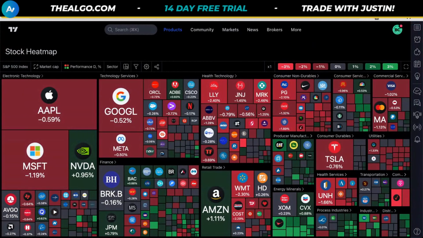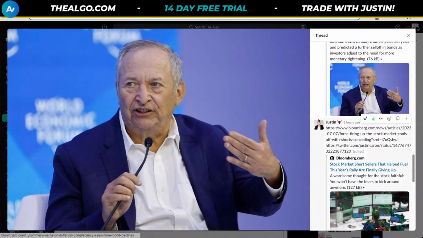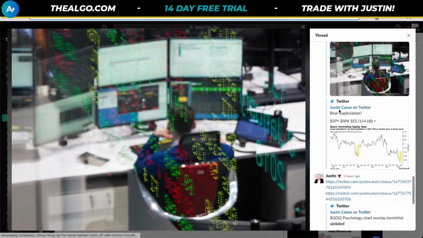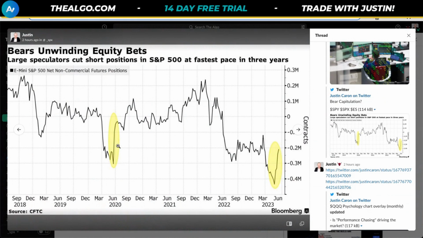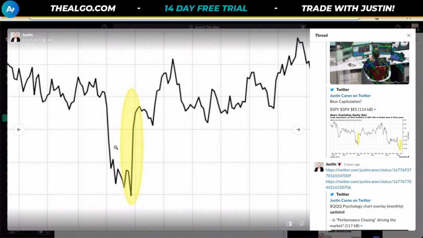I believe there is a pivot, which means we're going to be getting a move soon, a decisive move. And if we look here, it might be due to the complacency from the bears. So bears are unwinding equity bets at the fastest rate in 3 years, going back to 2020.